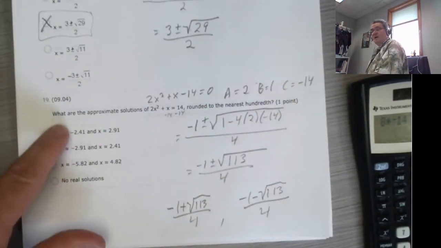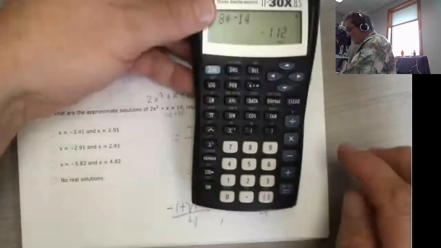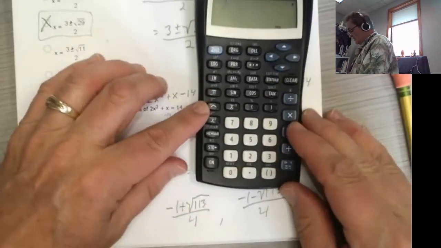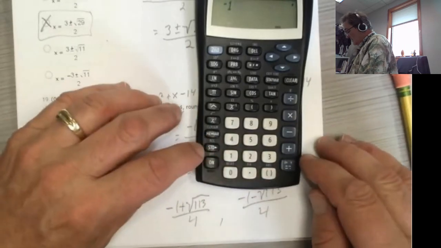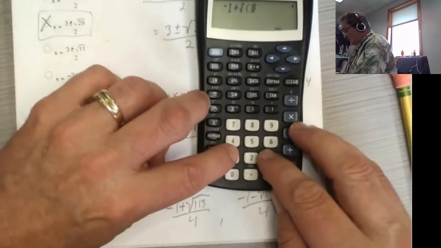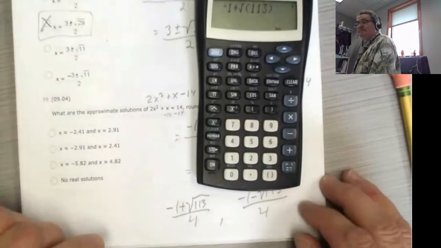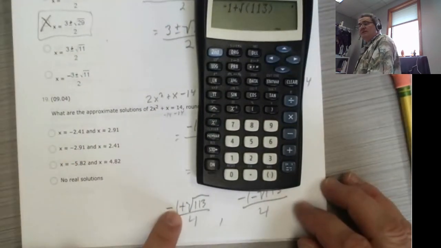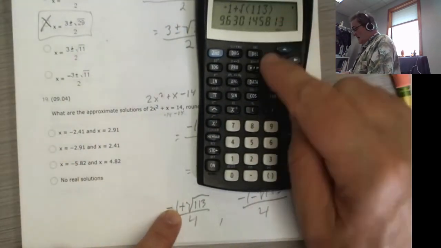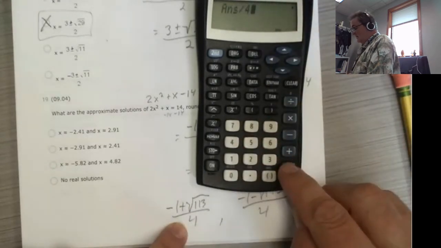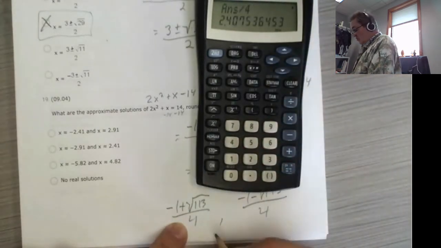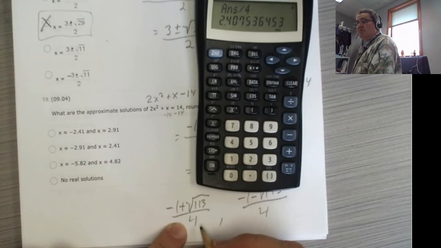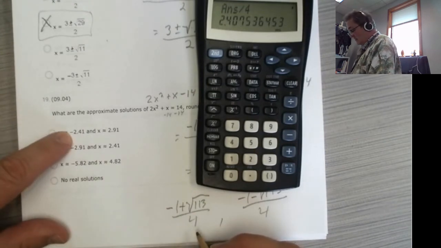And this wants to know the approximate solutions, which means they have converted those to decimals. So we shall do the same. -1 plus the square root of 113, that's this right here. And then when I divide it by 4, I'll divide it by 4. So 2.4 rounds up to 4.1.